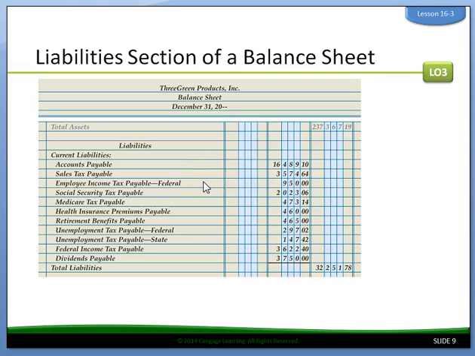Okay, here we go. We're still in the same balance sheet. We just finished total assets. Now we're writing down liabilities. First, we're going to label it liabilities section, and then write the title current liabilities.